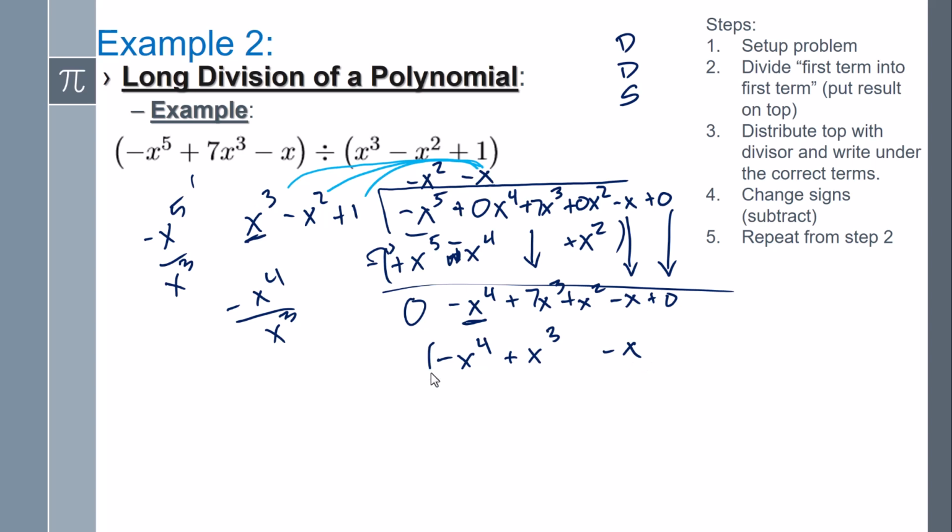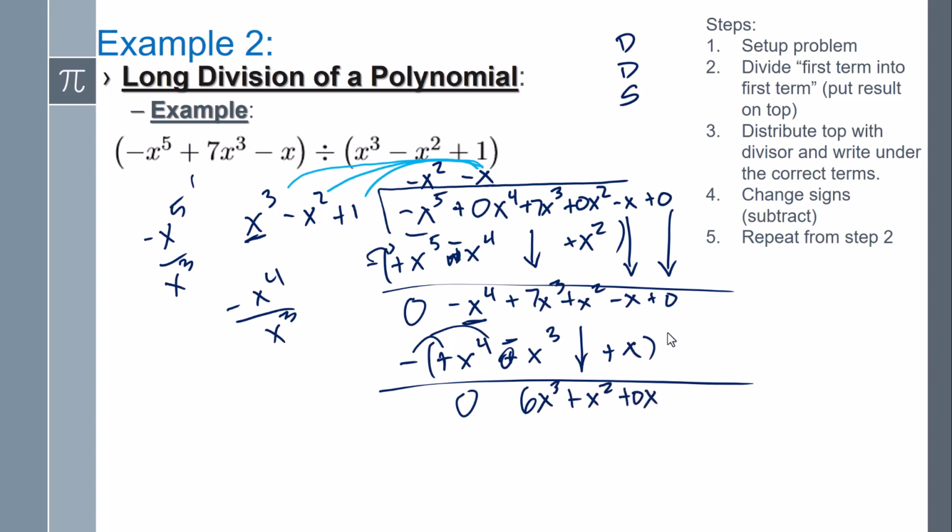Subtract. So distribute. So that turns positive, that turns negative, that turns positive. That cancels out, and you know you did it right if those cancel out. 6x to the third, that brings down, that cancels out, and we bring that down. Now you repeat again. Divide, distribute, subtract. So divide, x cubed goes into 6x cubed, 6 times, so plus 6.